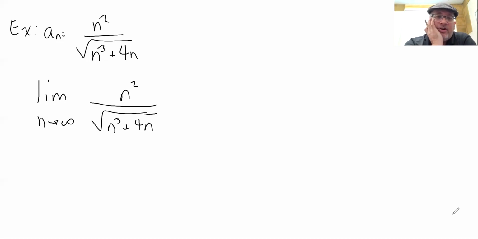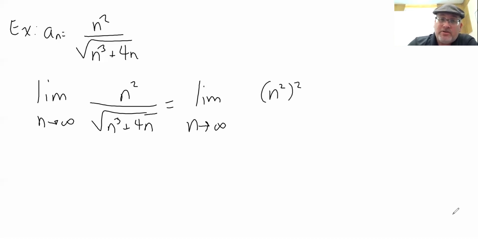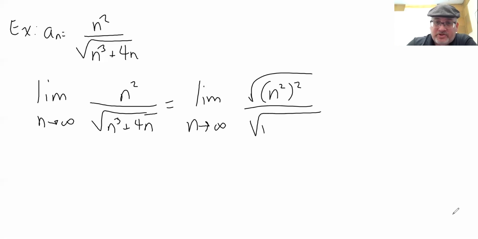The trick here is to make the term of the sequence a single square root, because right now it's a square root in the bottom of the fraction. How do you make something a square root that is not a square root? That's easy. As long as it's not negative, and n squared is never negative for real numbers, you can put something into a square root by simultaneously squaring it and square rooting it. Because the square and the square root would cancel.